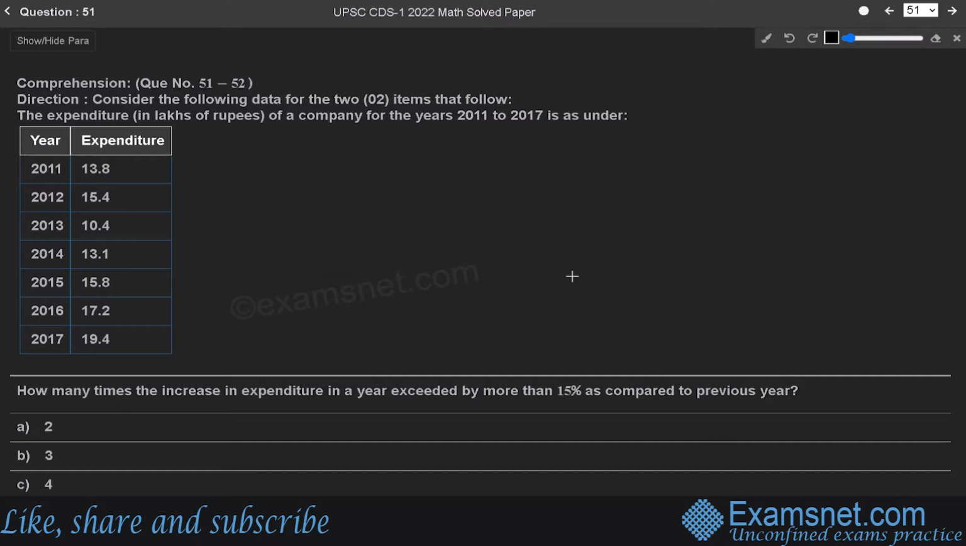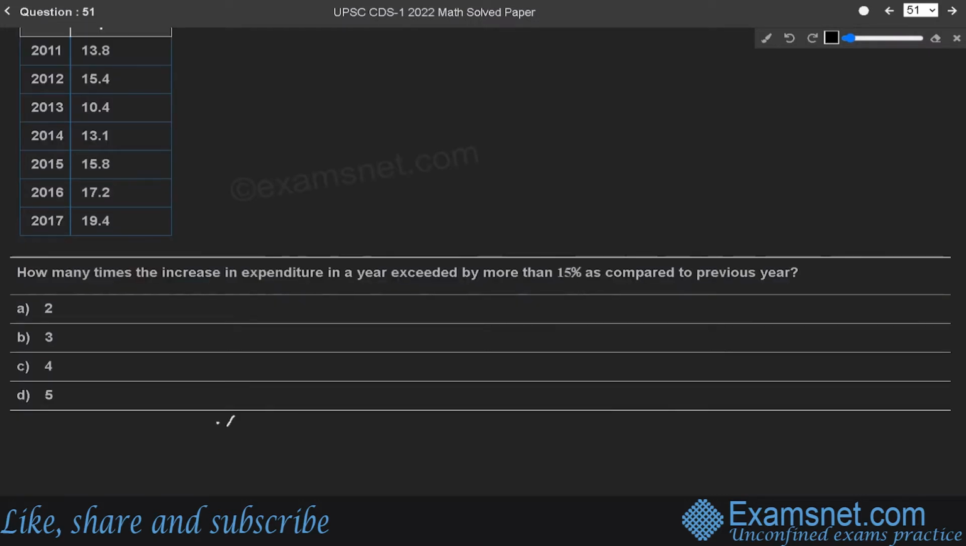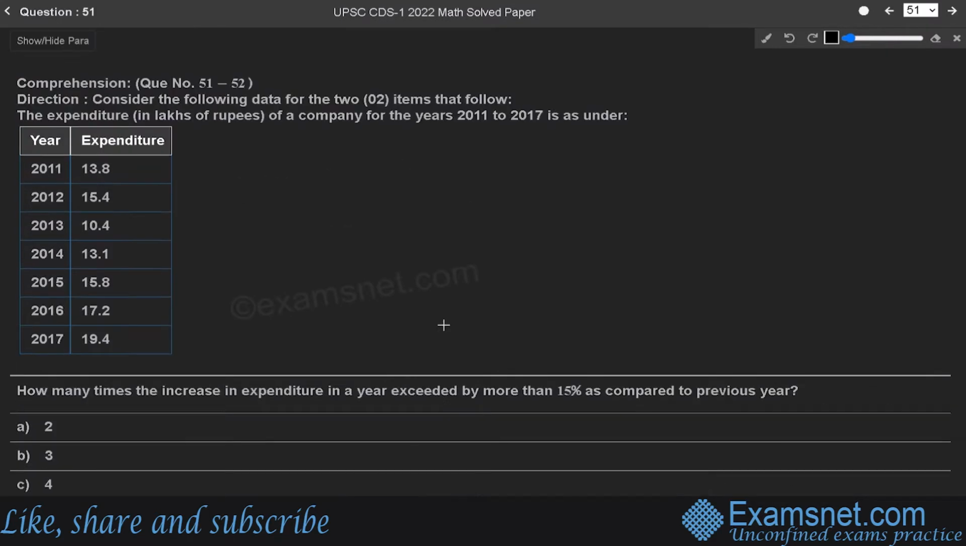So there is a concept to find the percent here. We know that percent increase is equal to final value minus initial value upon initial value into 100. This is the formula for percentage increase. Now let us find the percentage increase as compared to the previous year.